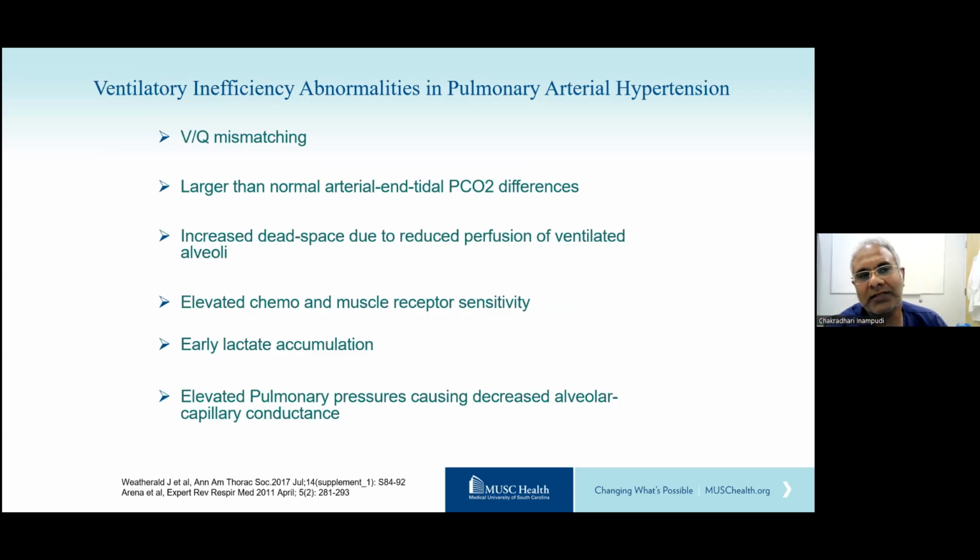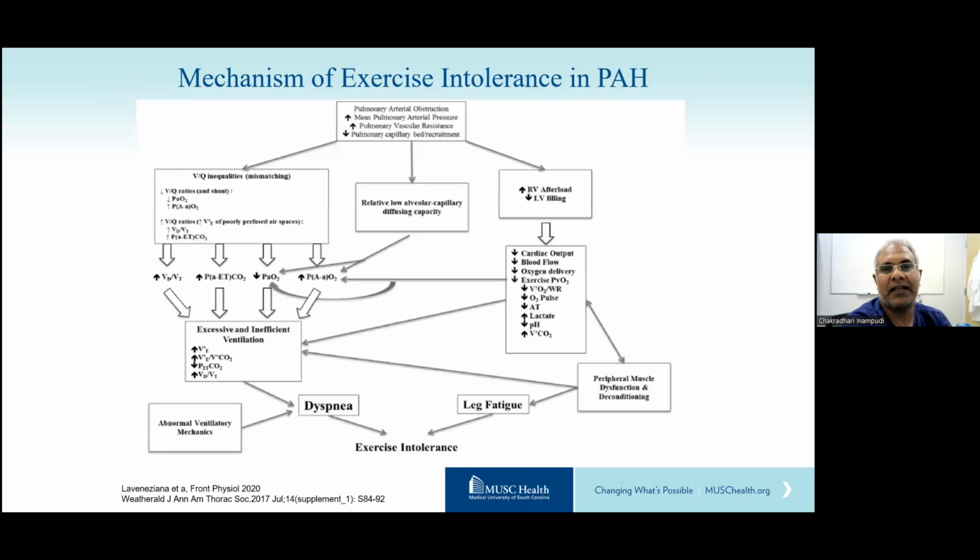Now, what causes the ventilatory inefficiency abnormalities? Because of the VQ mismatching that happens, which is widely noticeable when you exercise the patient. Larger than normal end-tidal PCO2 differences. There's also increased dead space due to reduced perfusion of the ventilated alveoli during exercise. And there is elevated chemo and muscle receptor sensitivity. There is early lactate accumulation. And there are elevated pulmonary pressures causing decreased alveolar capillary conductance. Understanding the mechanism of exercise intolerance in PH is very important.